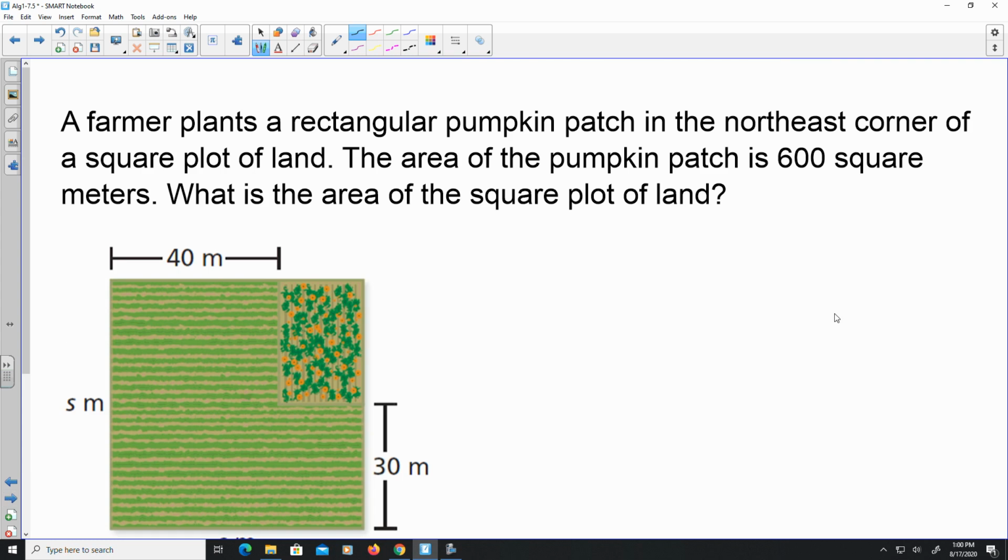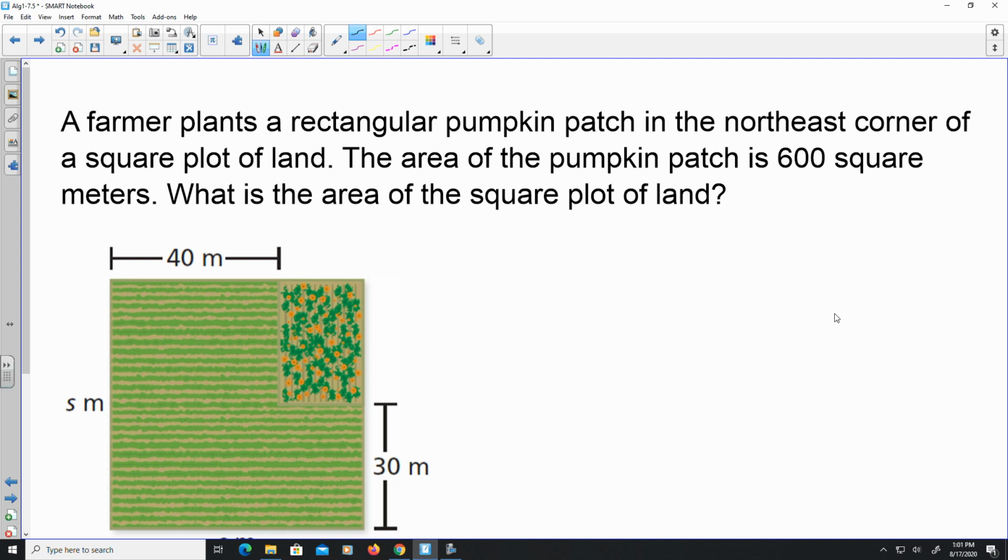Okay, so here it says a farmer plants a rectangular pumpkin patch in the northeast corner of a square plot of land. The area of the pumpkin patch is 600 square meters. What is the area of the square plot of land?